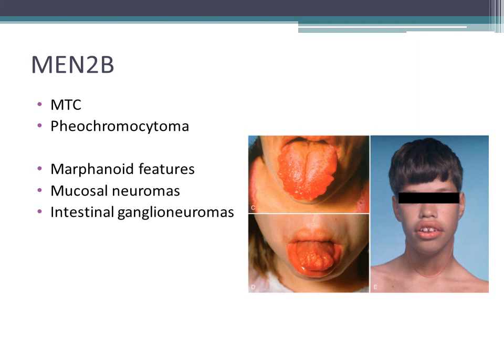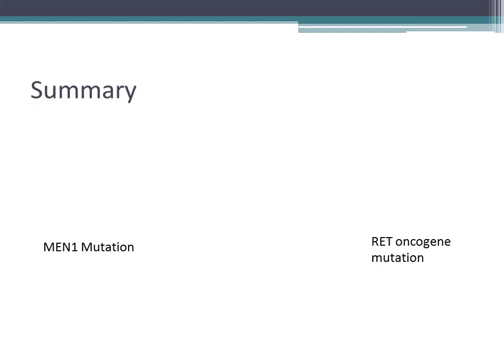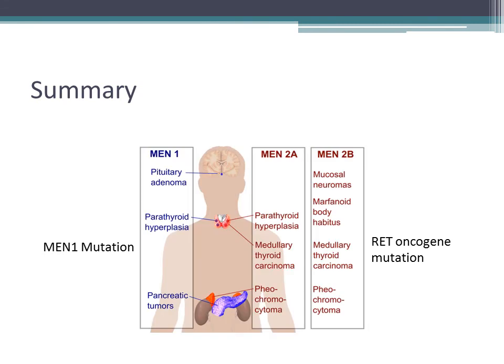So marfanoid features, mucosal neuromas, as you can see in those two tongues of young people, maybe, or the bottom one is a young person and the top one is an older person. They also have intestinal ganglion neuromas. So in summary, MEN1, you have MEN1 mutation. MEN2A and MEN2B, you have RET oncogene mutation, and those are the features of the two arms of this syndrome.